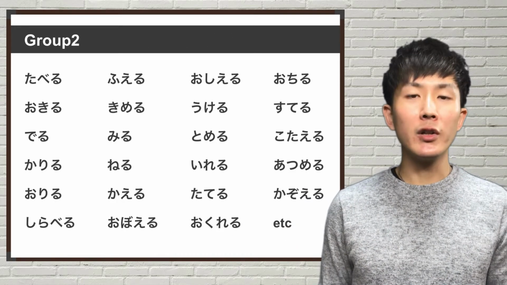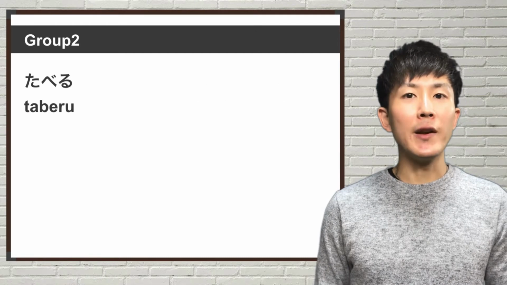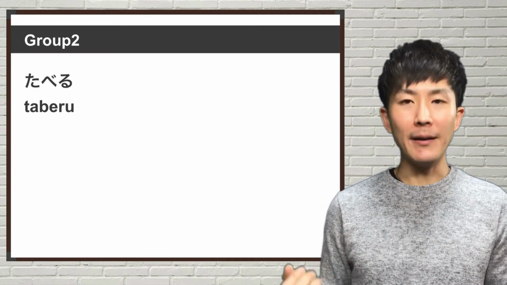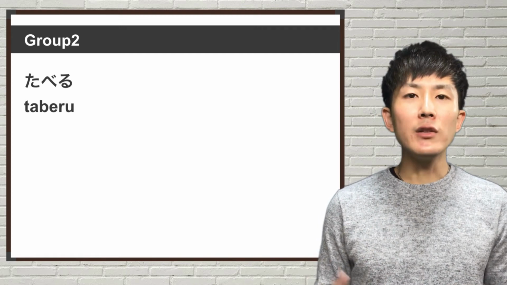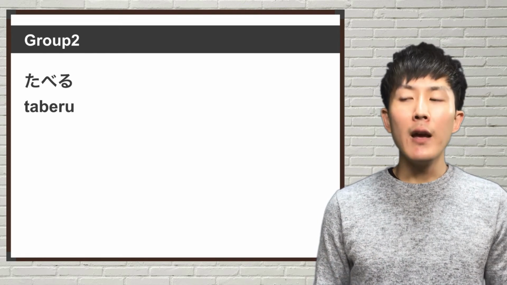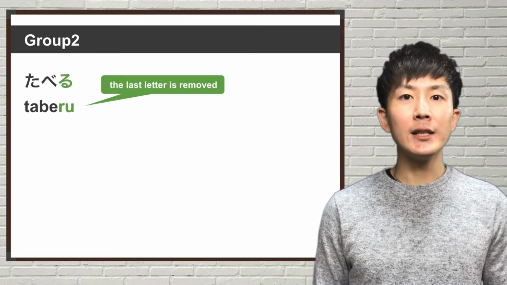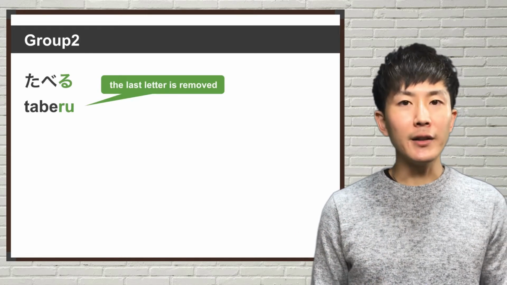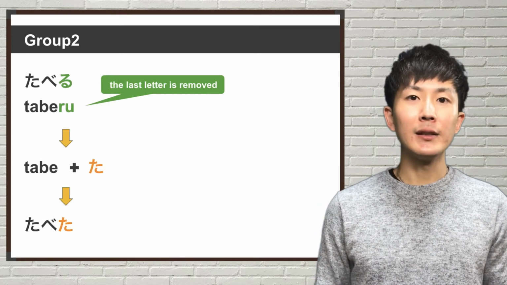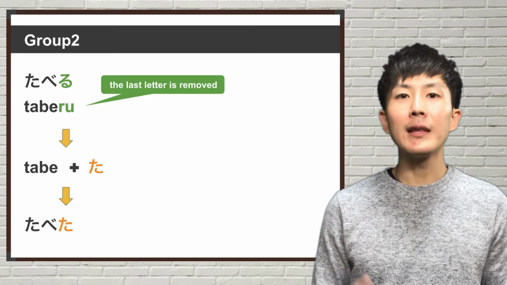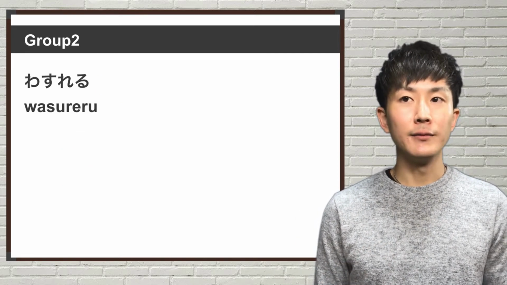These verbs belong to group 2. Then, I'm going to use this verb to explain the conjugation rule. 食べる, which means eat. When you change the verb into the past tense, first you need to remove the last letter. In this case, it's る. After that, you need to attach た to the verb, so it becomes 食べた. I ate it.